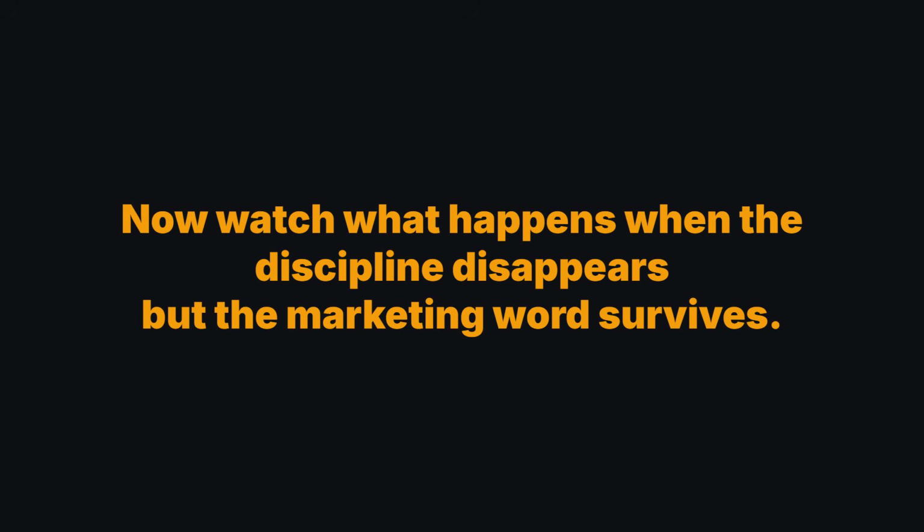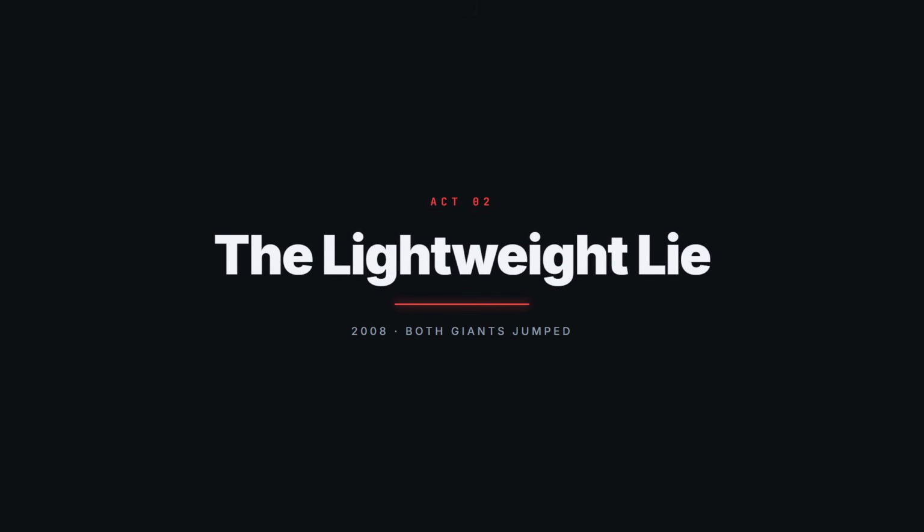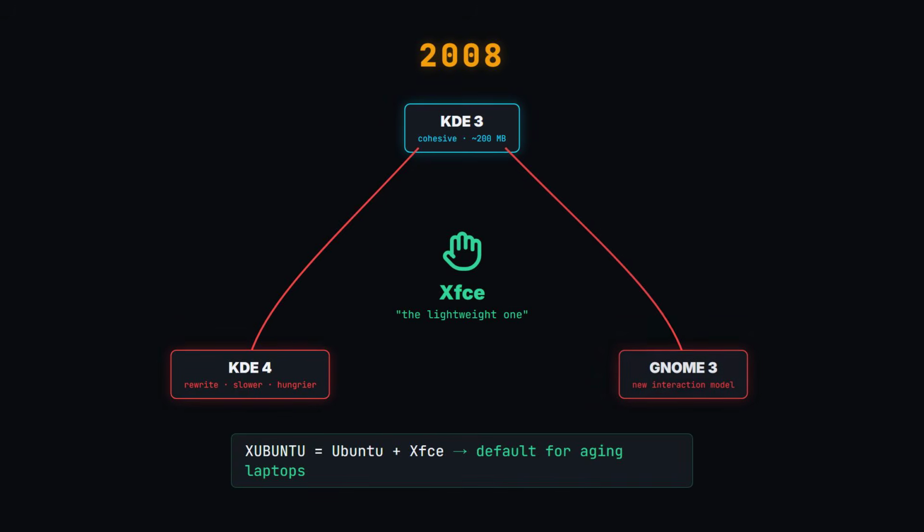Now watch what happens when the discipline disappears but the marketing word survives. Around 2008, the two giants both jumped off a cliff at the same time. KDE went to version 4, a ground-up rewrite that, in its early releases, was slower and hungrier than the thing it replaced. GNOME went to version 3 and threw out the entire interaction model people had built habits around. Millions of users on modest hardware suddenly had no comfortable home, and into that vacuum stepped Xfce, wearing exactly the right slogan, the lightweight one.